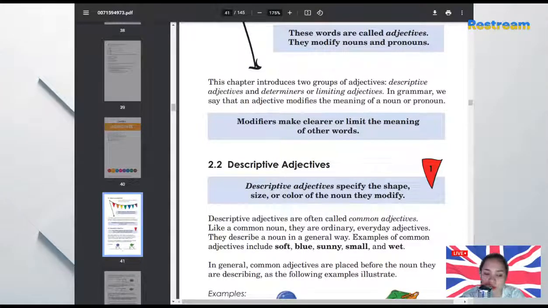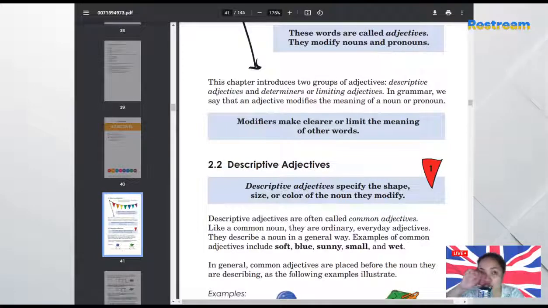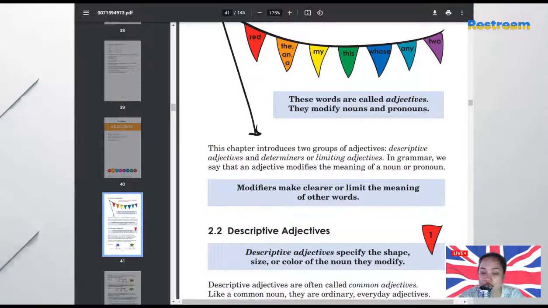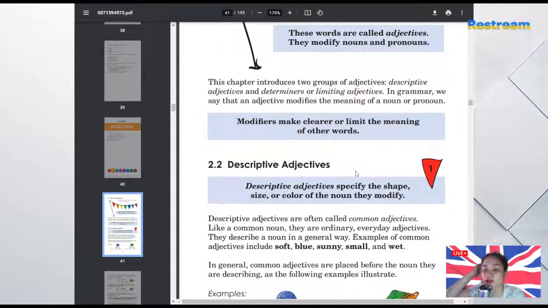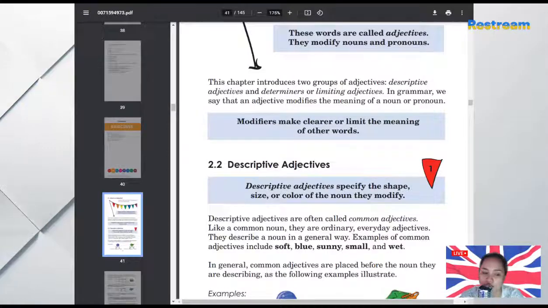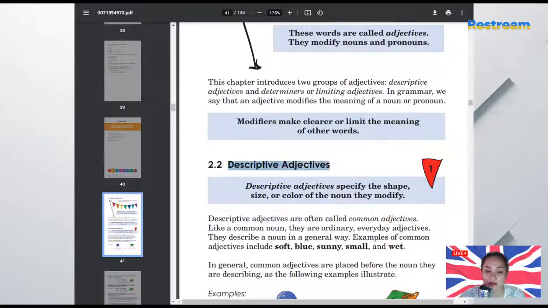So for the next one, we have here the descriptive adjectives. Again, when we say adjectives, these are the words that describe or modify a noun or pronoun. The first type here, it says that we have two groups of adjectives, and one of them is called descriptive adjectives. So this is the first one.